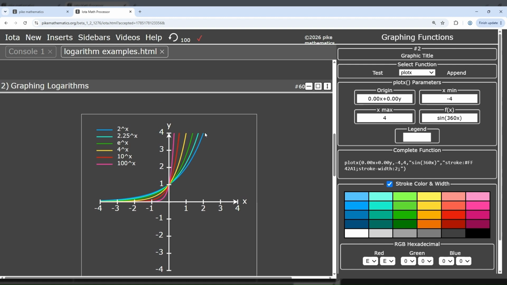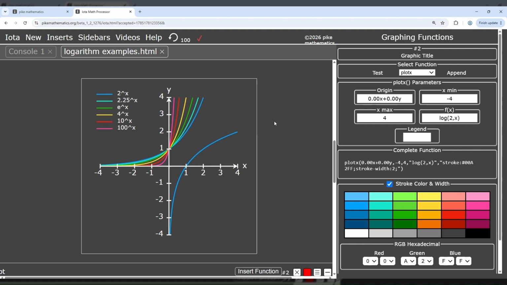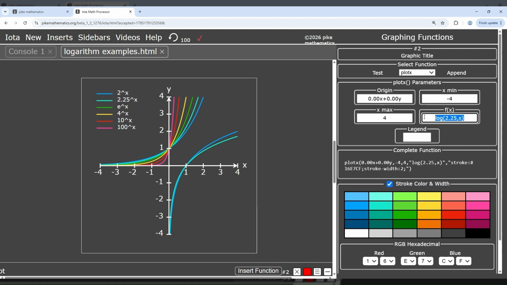So the first thing we graphed was 2 to the x. So I am going to graph the logarithm base 2 of x, and we'll put that in blue. There it is. The next one looks like the base was 2.25, and we did that one in aqua. And the next one was e to the x. So the inverse of that is the natural log of x, and you can just use ln parentheses x. We did that one in green.